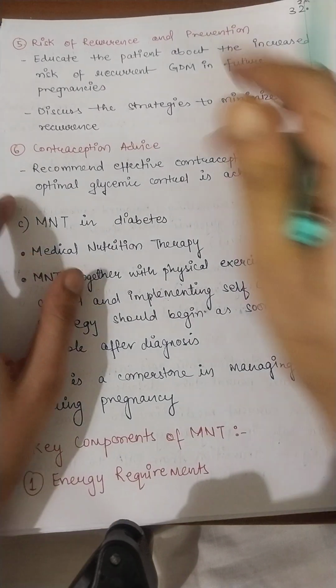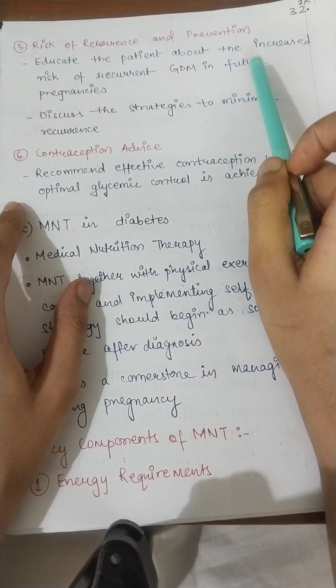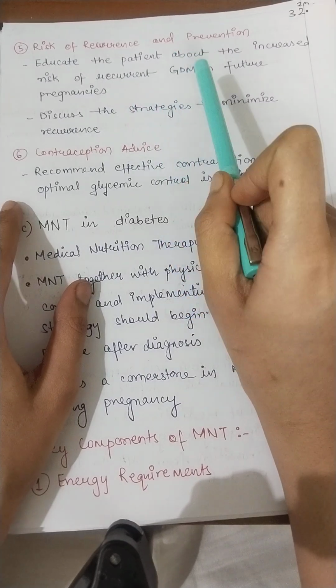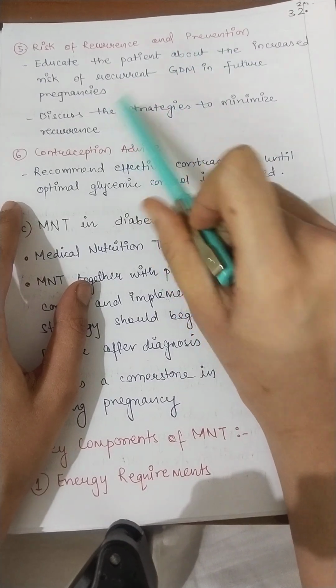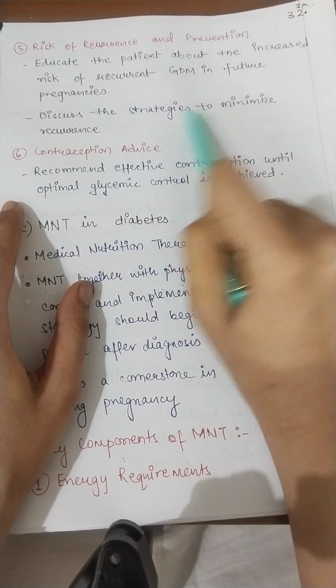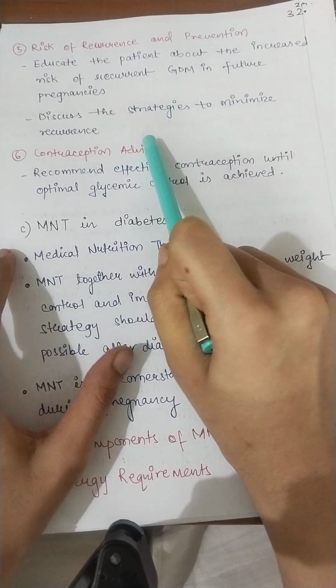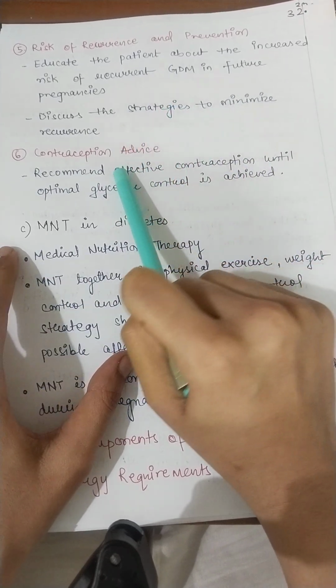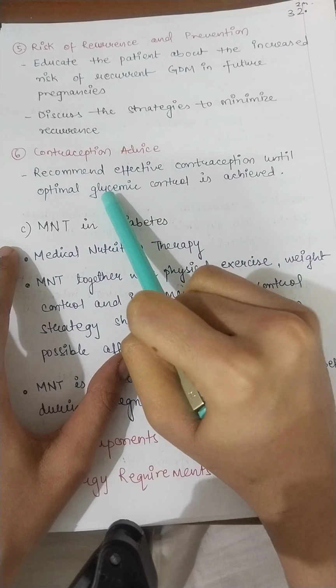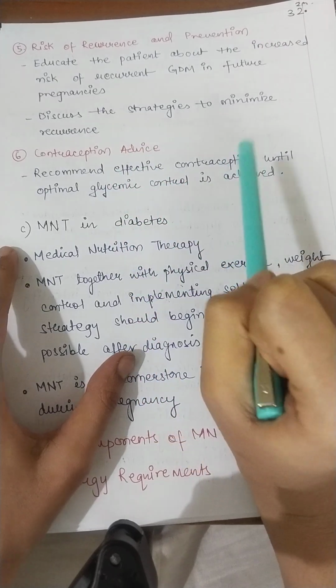The next point is risk of recurrence and prevention. Educate the patient about the increased risk of recurrent GDM in future pregnancies and discuss strategies to minimize its recurrence. Contraception advice: effective contraception is recommended until optimal glycemic control is achieved.